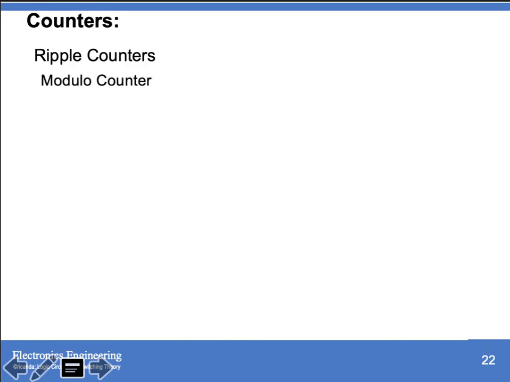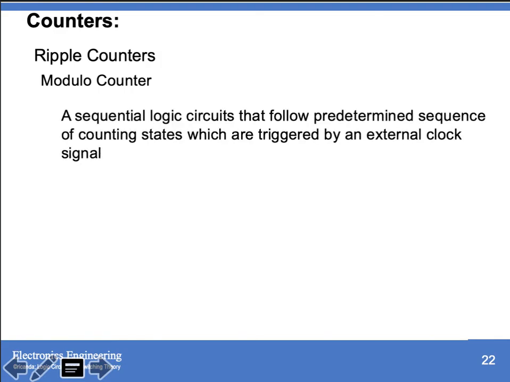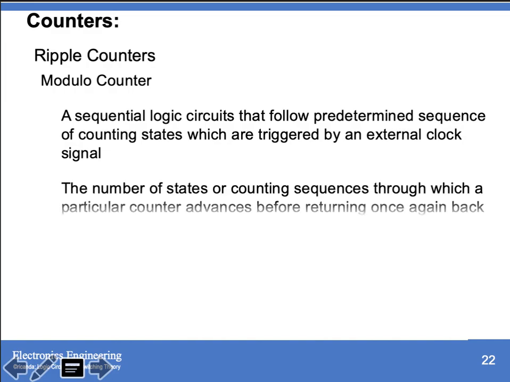Then we have also the modulo counter. A modulo counter is a sequential logic circuit that follows a predetermined sequence of counting states which are triggered by an external clock signal. So the number of states or counting sequence through which a particular counter advances before returning once again back to its original first state is called the modulus or mode. In other words, modulus is the number of states that the counter counts and is the dividing number of the counter.